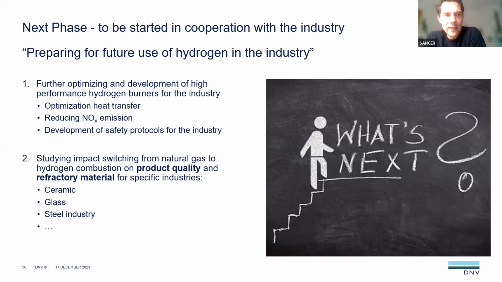Well, the next phase, like I already mentioned, I think for the next decade, there's a lot of work to do for us combustion researchers. One of the things is, of course, optimizing burners, optimizing heat transfer, reducing NOx emissions, but also developing safety protocols for the industry. And I think also what's very important is studying the impact of when you switch from natural gas to hydrogen on product quality, like for example, glass making, but also on the refractory material. So that's relevant, like I said, glass, steel industry, ceramics. So in my opinion, we still have a lot of work to investigate together as researchers in the field of combustion. Well, thank you very much for your attention.